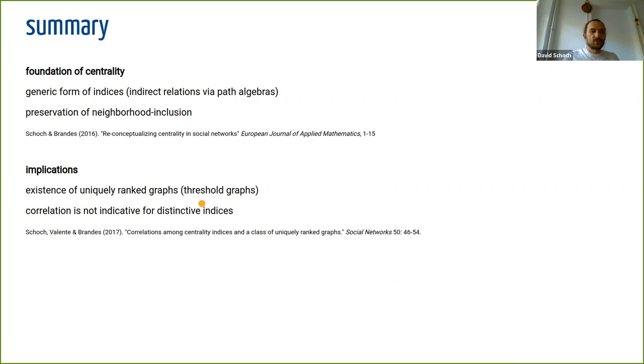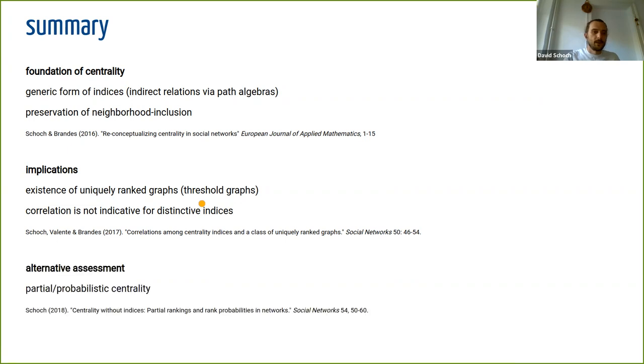So for instance, correlation is not indicative of indices measuring something different in networks. And this technical result leads to new forms of assessing centrality, this partial and probabilistic way of measuring centrality, where the methods are there, but there hasn't been a proper empirical analysis with it yet. Okay, that was it. Thanks for your attention. I'm happy to take any questions.